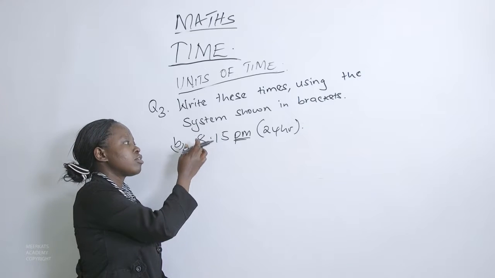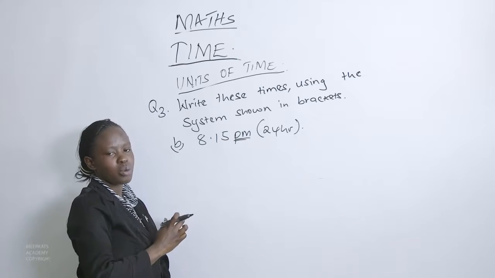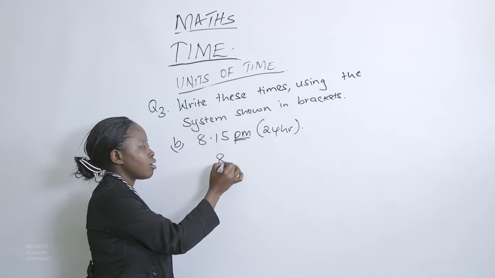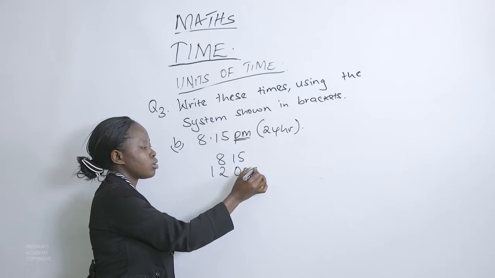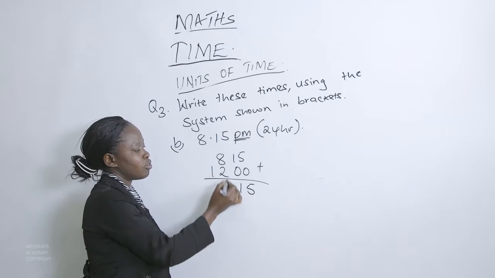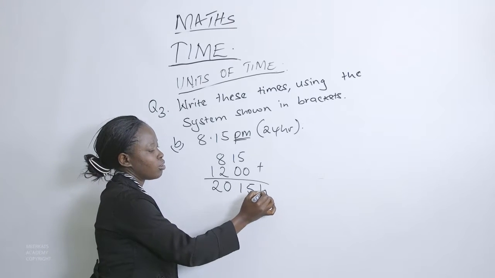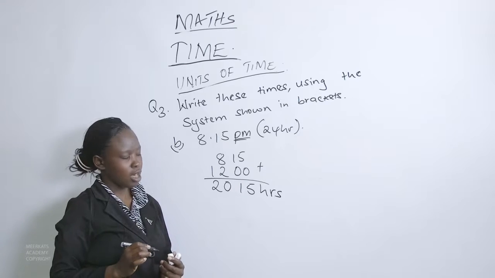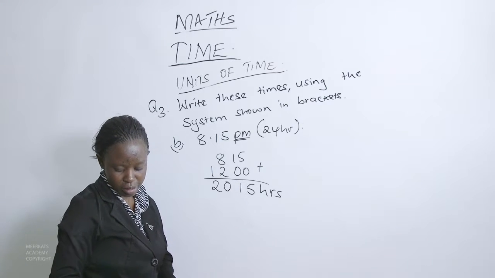So that means that on the 8:15 that I've been given, we add 12 hours. So this means that I have 8:15 plus 12:00, which gives us 20:15. So we find that 8:15 p.m. in 24-hour is 20:15 hours.